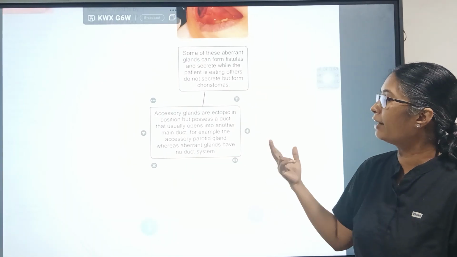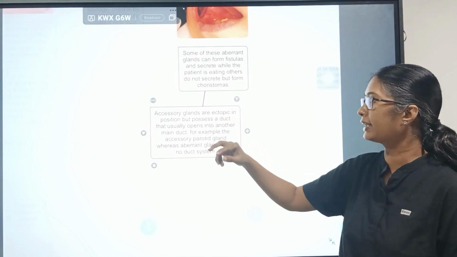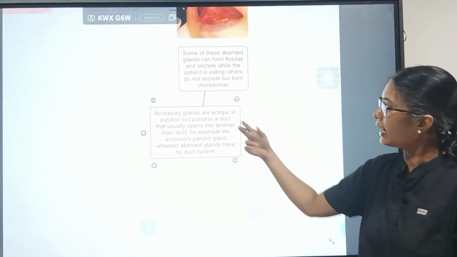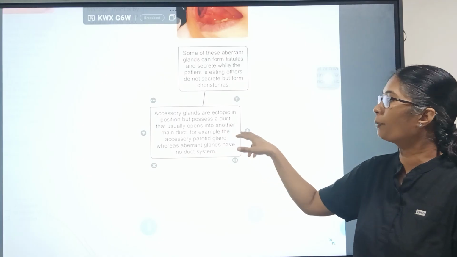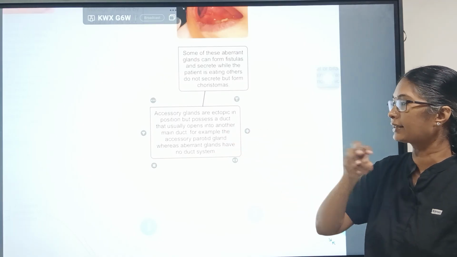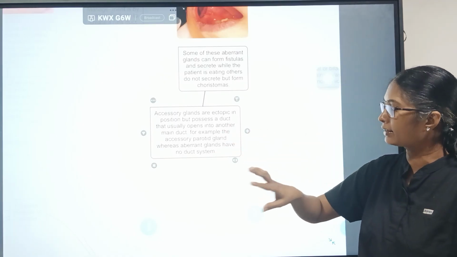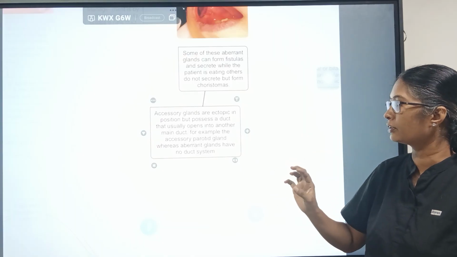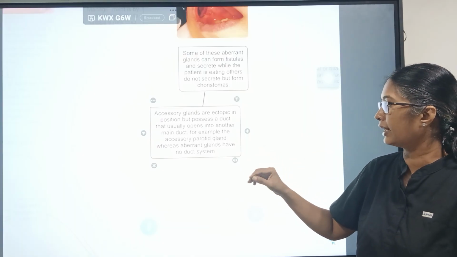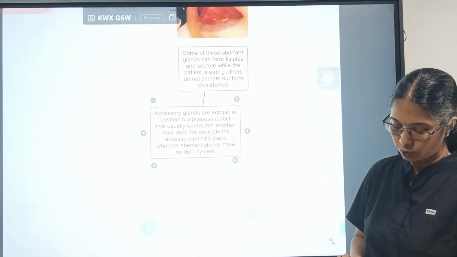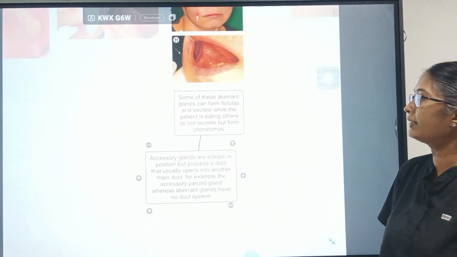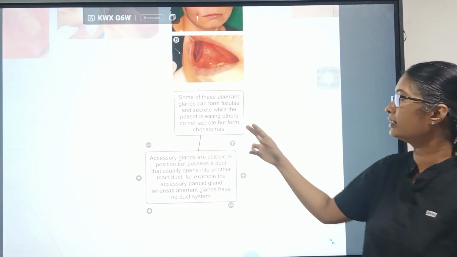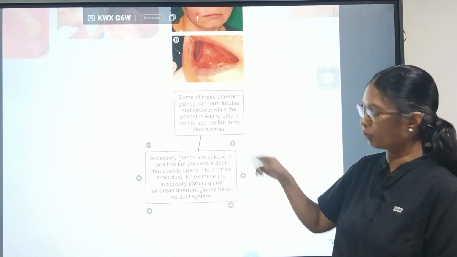Talking about aberrancy, we have two kinds: accessory glands and aberrant glands. Accessory glands are ectopic in position, but they have a duct that usually opens into another main duct, so normal secretion happens. Whereas aberrant glands do not have any duct system. Some of these aberrant glands can form fistulas and secrete while the patient is eating, and others do not secrete but form poristomas.